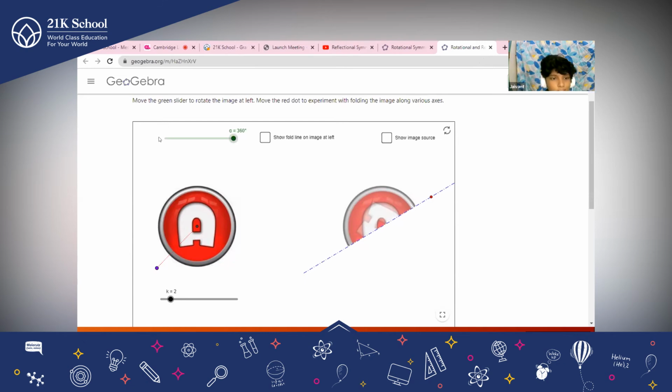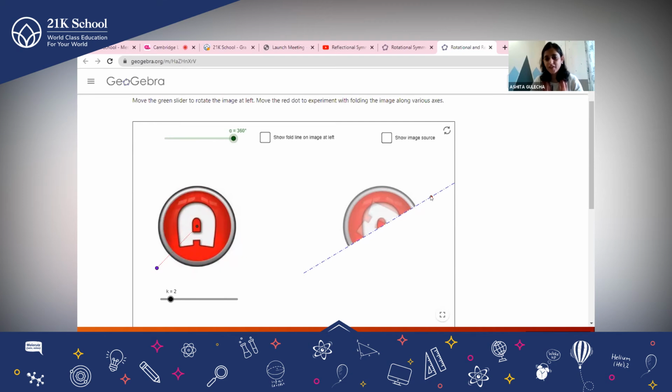Okay, so let's try. We will try from 0. When I change, let's take a full turn. Only at 360 can we see it repeating. So the order of rotation will be only 1. So those who said 1 are correct. Only once it repeats.